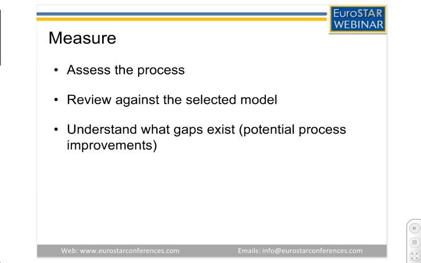So, having got through the initiate stage and effectively being ready to move on, the next step is to actually assess the process you've got today to understand where you might have some changes. So using the assessment method that you've agreed on, you can then review against the selected model, and through that process you can understand whether there are any gaps that exist in your current organisation. So effectively finding potential process improvements.